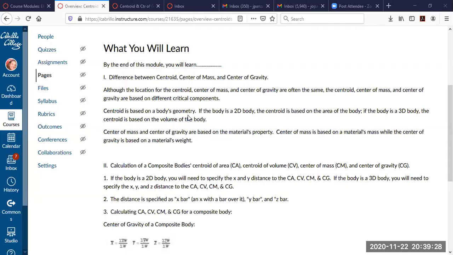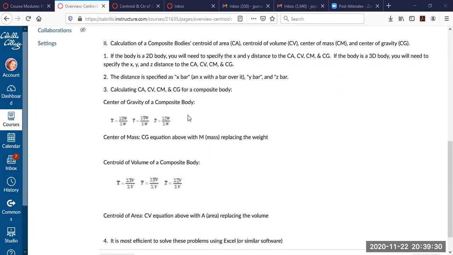Okay, so now we understand the differences between them. Now the next thing we have to do is know how to calculate the centroid of area, centroid of volume, center of mass, and center of gravity. And these are my own abbreviations. CG is typically used for center of gravity, but for centroid of area, centroid of volume, and center of mass, CA, CV, and CM, I'm just using for simplistic sake here.